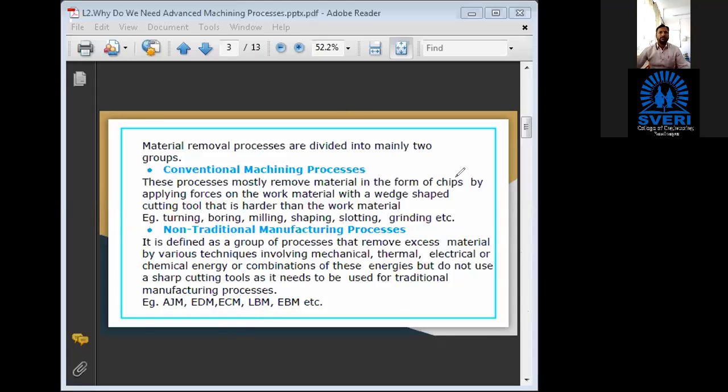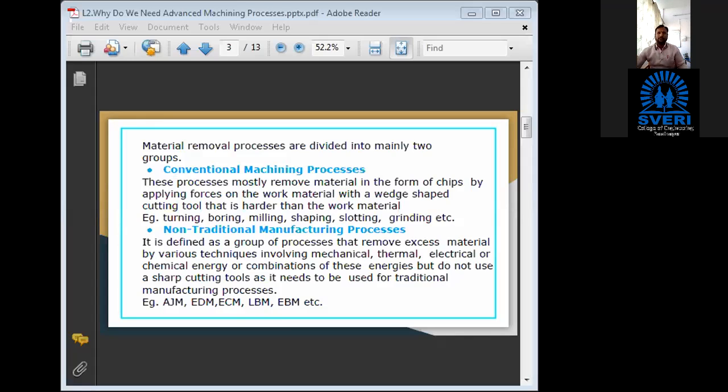Okay, understood or not? Do you have the answer to what is meant by conventional process and what is meant by non-conventional or non-traditional machine processes? Say yes or no in the chat box, whether you got the answer or not.